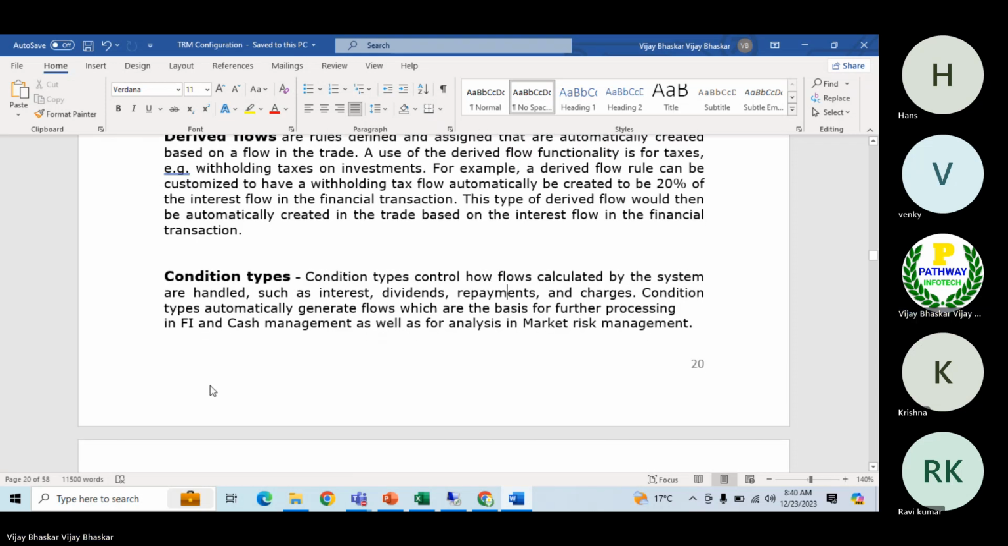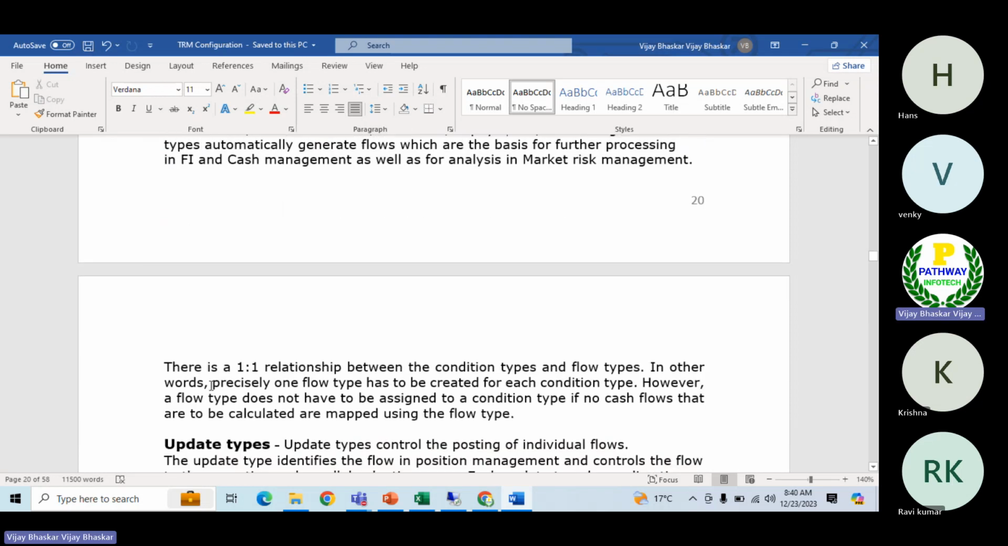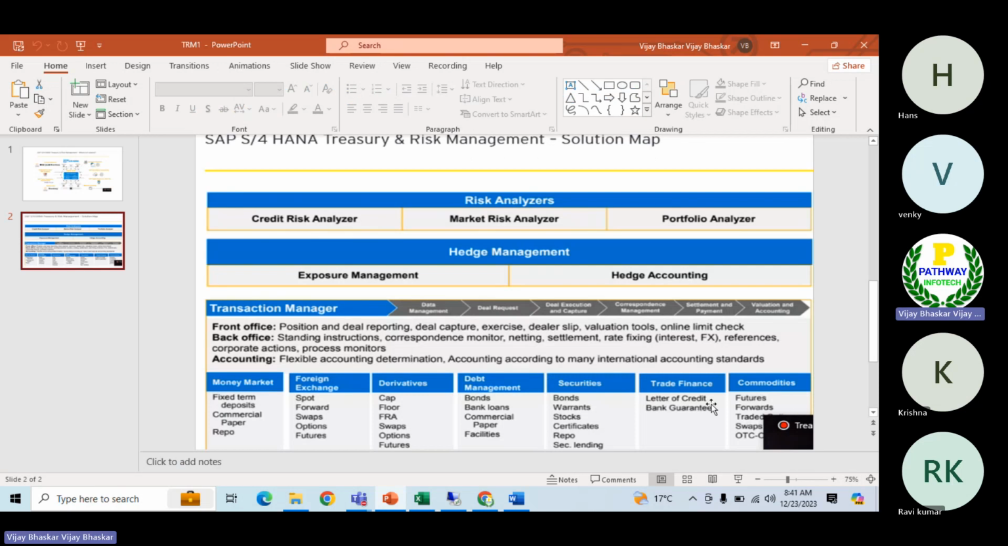Condition types should be a 1:1 relation. The condition type can be mapped for the nature of the product type only. If you ask me whether the condition type will be applicable for all these instruments, absolutely not. That is the reason I mentioned that the condition type we apply depends on the nature of the product. The condition is not applicable for my equities as well as my derivatives.